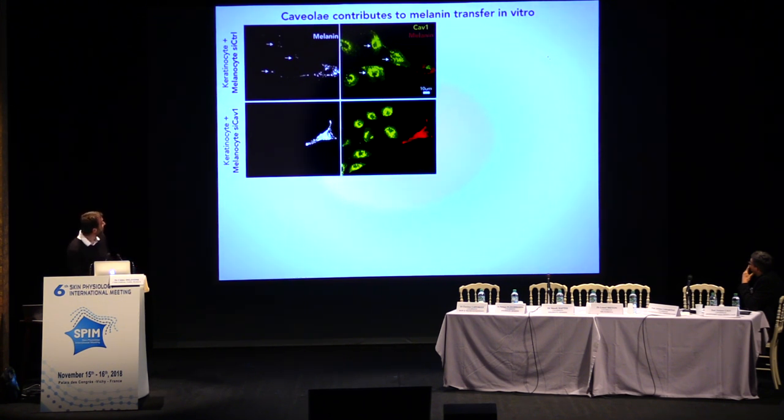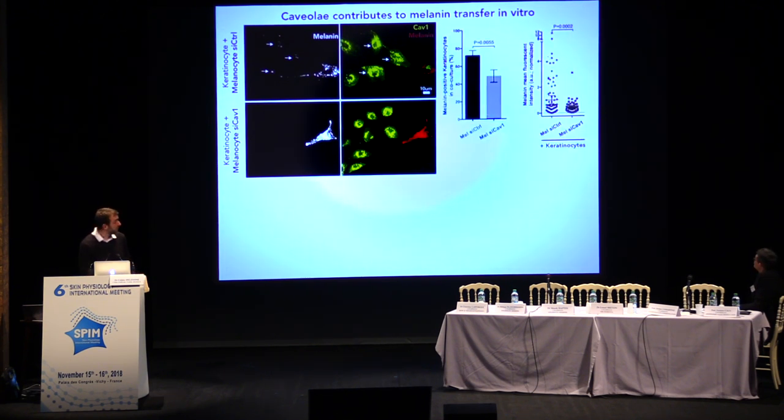We immunostain melanin using antibodies that recognize the amyloid fibrils onto which the melanin is deposited. And we quantify the number of keratinocytes positive for pigment and, when they are positive, how much pigment they have. And these two parameters are decreased when caveolin 1 is depleted from melanocytes, suggesting that caveolin can contribute to melanin transfer in vitro.